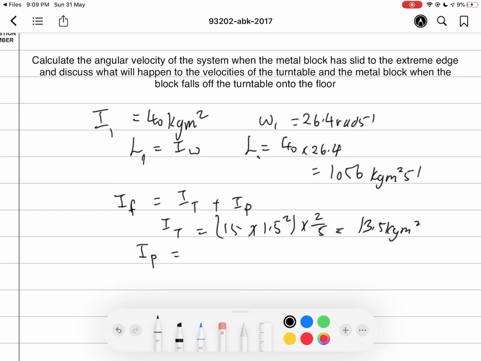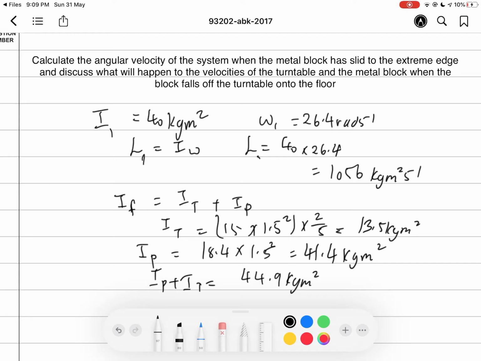And we know that the inertia of our point mass has increased because it's slid further away from the center of rotation, so that is equal to m, which is 18.4 times 1.2 squared. Alright, that's not 1.2, it's 1.5, apologies. 1.5 squared because it's moved to the edge. So times 1.5 squared. Alright, that gives us 41.4 kilograms meters squared. You add them together, you should get 44.9 kilograms meters squared. Let me double check that.